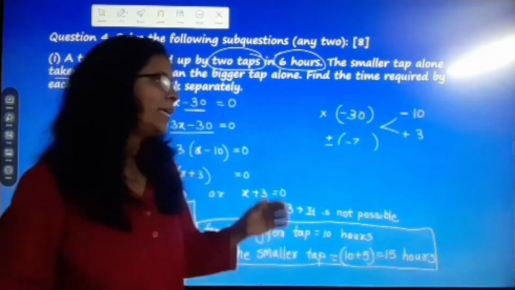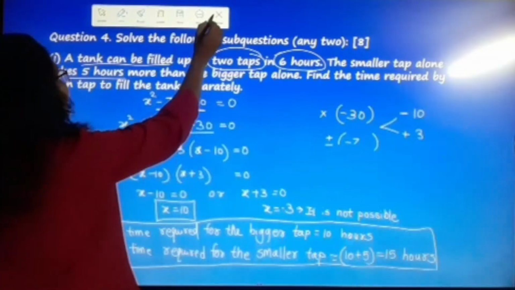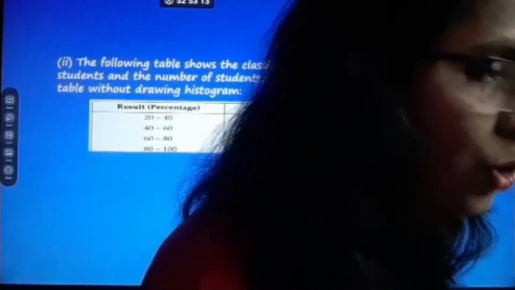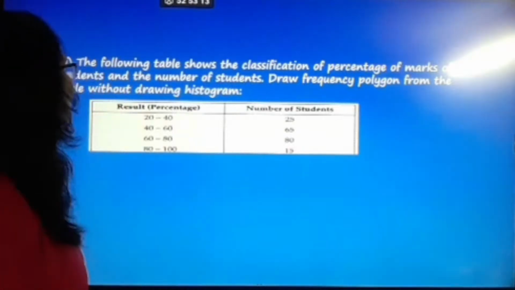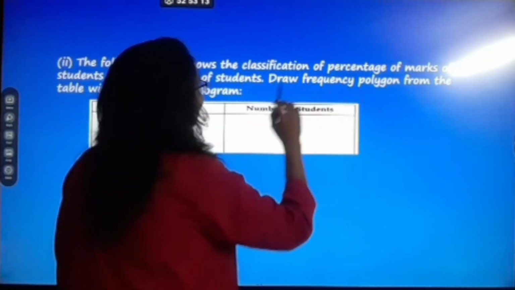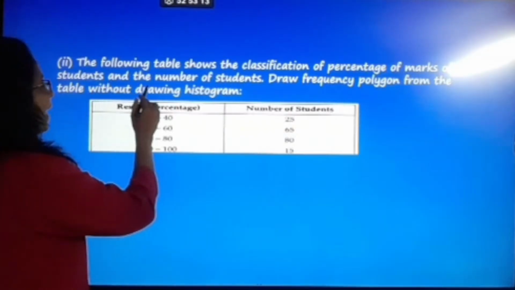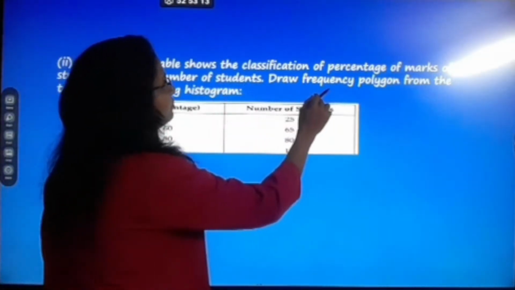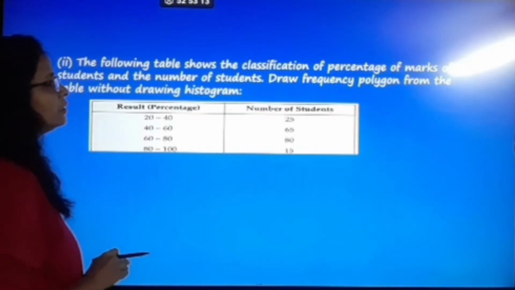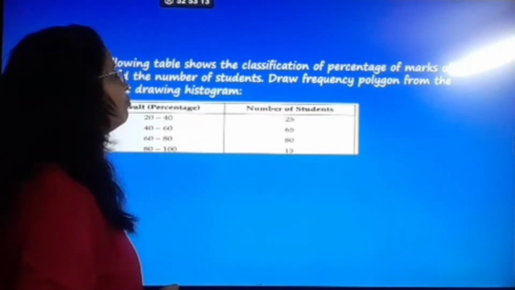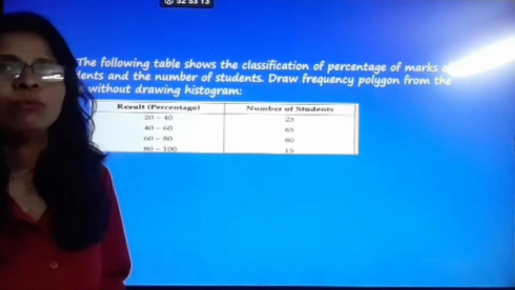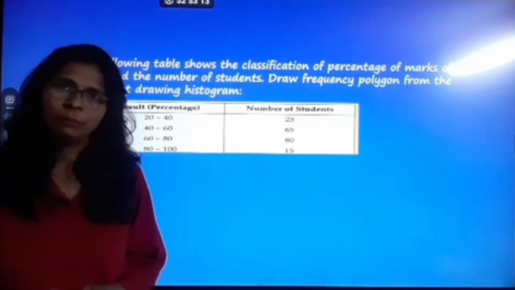Okay, then here students the next example. The next example is, see here, the following table shows the classification of percentage of marks of students and the number of students. Draw the frequency polygon from the table without drawing histogram. Yes, we have to draw the frequency polygon.